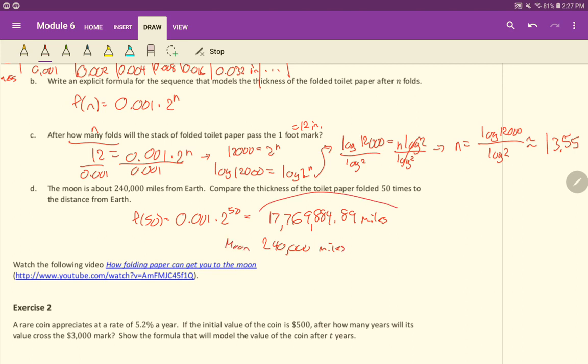So you can see here that folding that toilet paper 50 times is going to get you something that's much farther in length than the moon. Which again kind of blows our minds a little bit, because how can you fold a piece of toilet paper so much that it would be this length, as opposed to the moon, which is only 240,000 miles away? So that seems like kind of a silly thought, because again, we can't fold paper that many times. It's just not going to happen. All right, in exercise 2, we'll take a look at that rare coin.